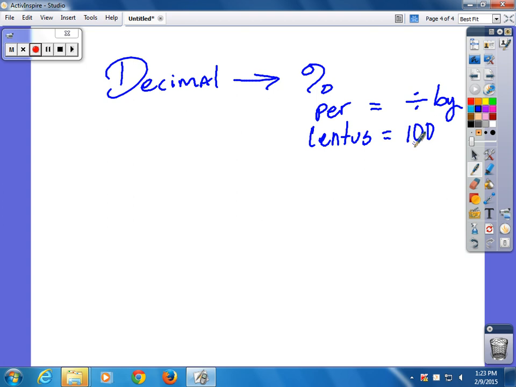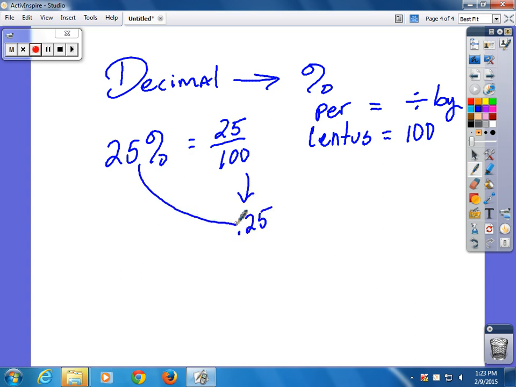So if you have 25%, what is that? And now you have a fraction, which can be written as a decimal. So the difference between these two is just the way it's written. It's not really a different form. It's just written a little bit different.